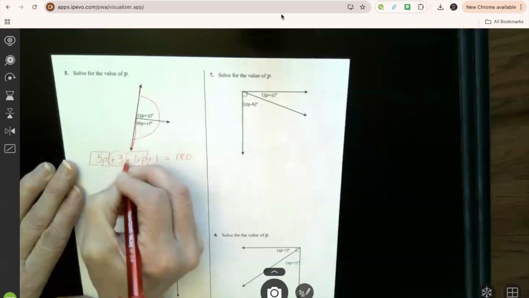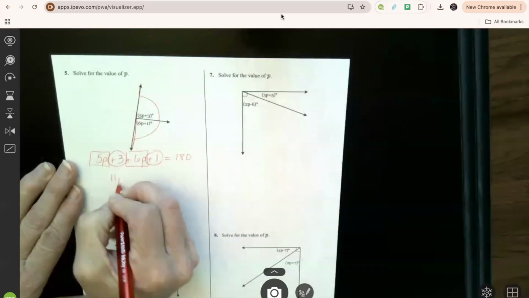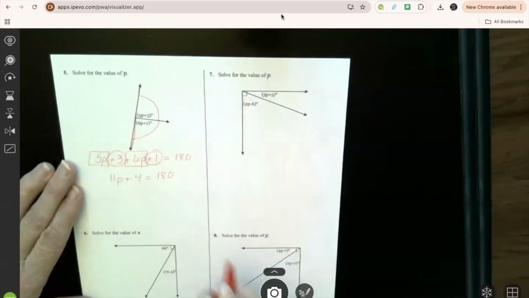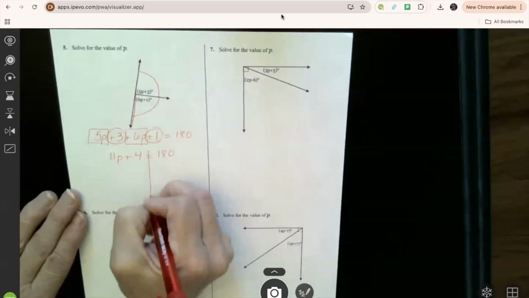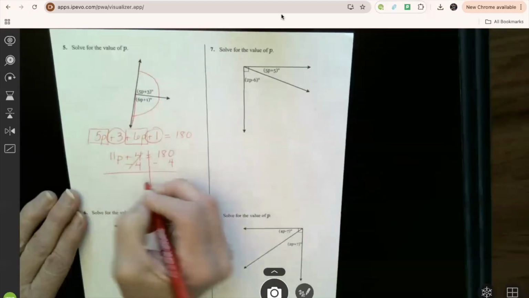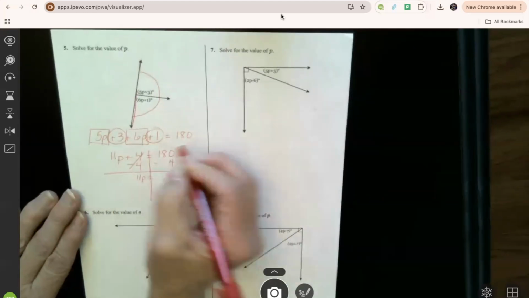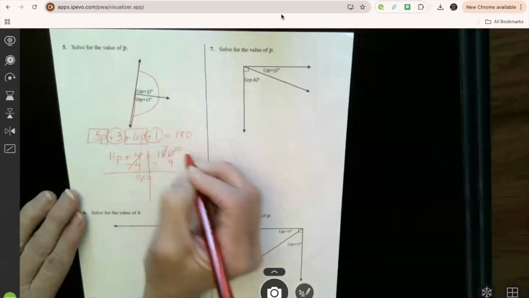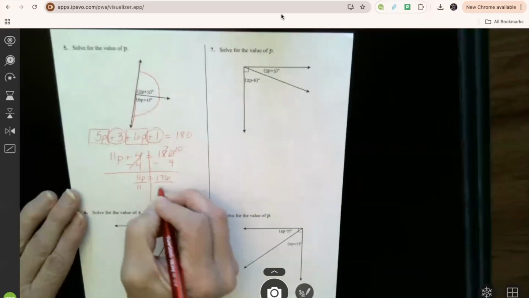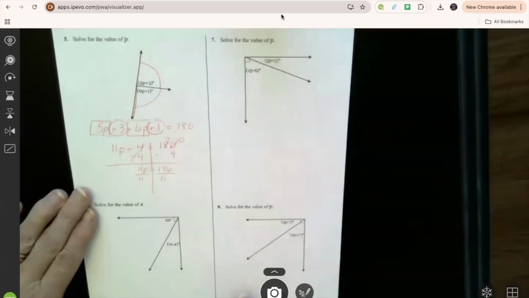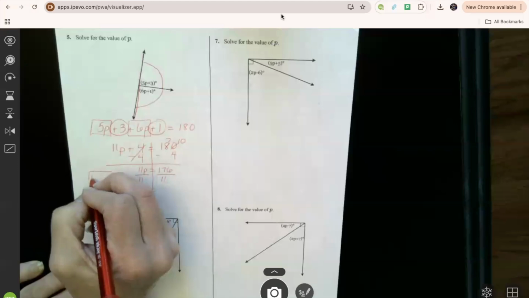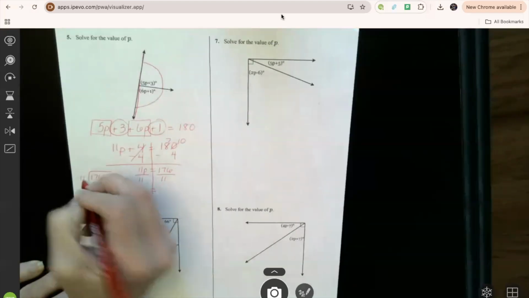So I'm going to combine my like terms. I have 11p plus 4 equals 180. So now I can solve to find the value of p. I'm going to subtract 4 from both sides, and I have 11p equals 176. I feel like this came up in something else we were just doing. So now I'm going to divide both sides by 11.